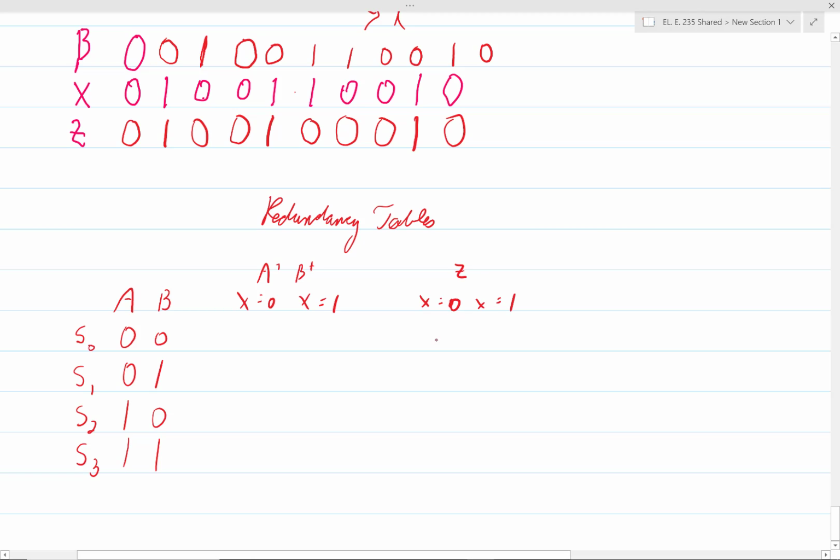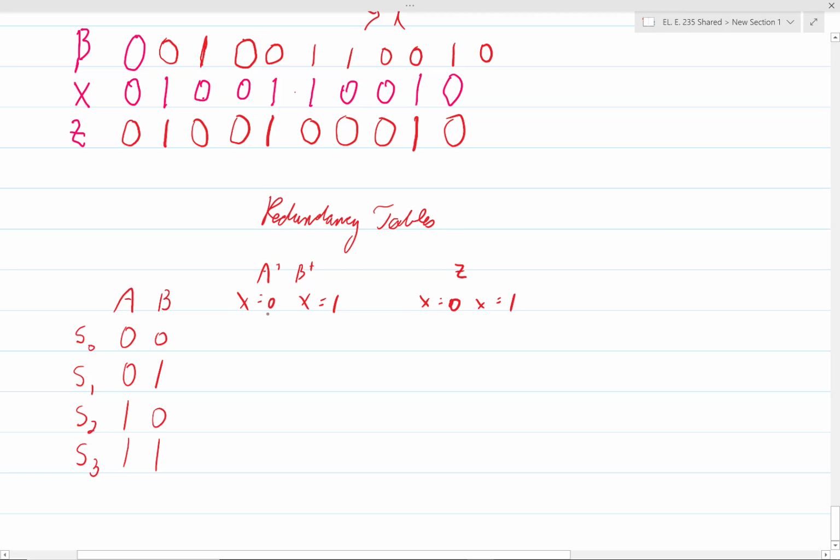Okay. Now, remember that the way that we defined S0, S1, S2, and S3 means that, for instance, let's say S0. 0, 0 means that 0, 0 is the last 2 inputs we've had. S1, 0, 1 means that 0, 1 are the last 2 inputs we've had. In other words, you might say that A represents the input we had 2 steps ago, and B is the input we had just 1 step ago, the very most recent input.